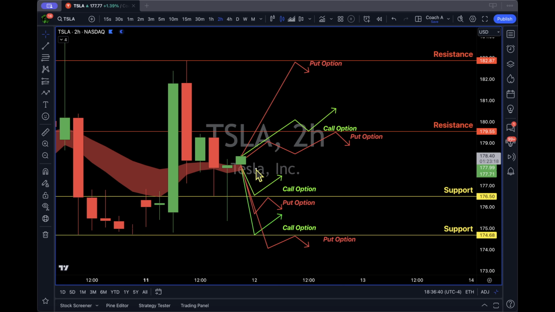But let's say the market decides to dump right at the beginning and we make it all the way down to the support area. Look for that bounce in here. Great time for the call option.